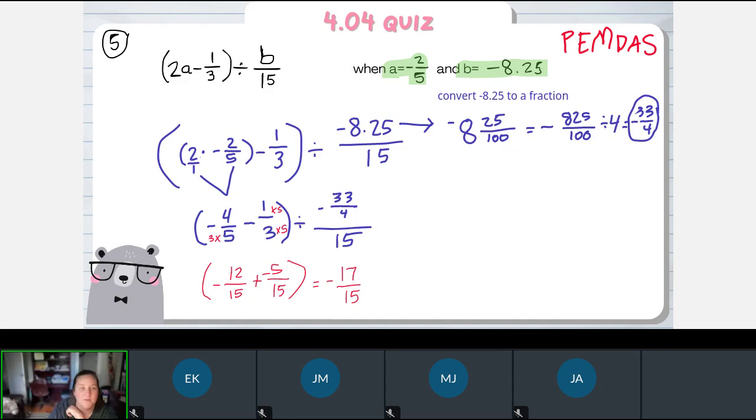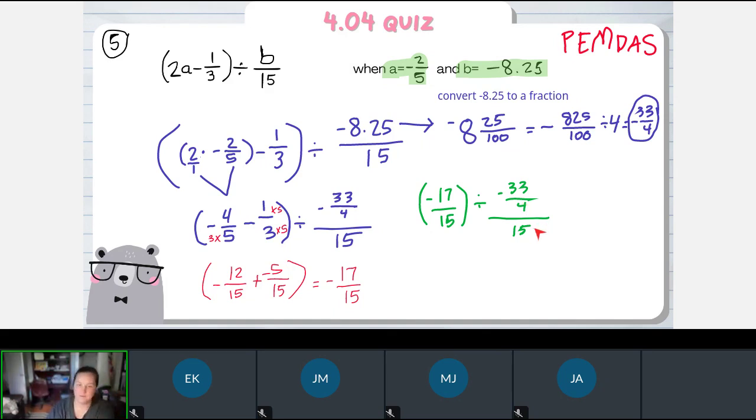And then we're going to copy down the rest of our problem. I'm going to do it in a different color just so y'all know what I'm doing over here. So now our problem reads negative 17 over 15, and that was inside the parentheses, divided by negative 33 over 4 over 15. So remember, when it's over each other like that, that's actually a division problem. So this is actually saying negative 33 over 4 divided by 15.